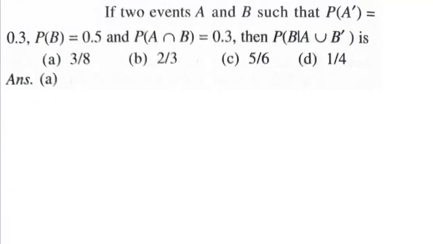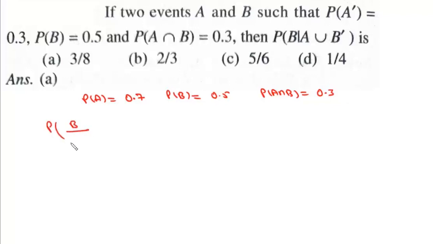Now the question is, 2 events A and B are such that P(A dash) is 0.3. That means P(A) is 0.7, probability of B is 0.5, and probability of A intersection B is 0.3. Now we need to find this probability, B upon (A union B naught). Now this is probability of ((A union B naught) intersection B) upon probability of (A union B naught).